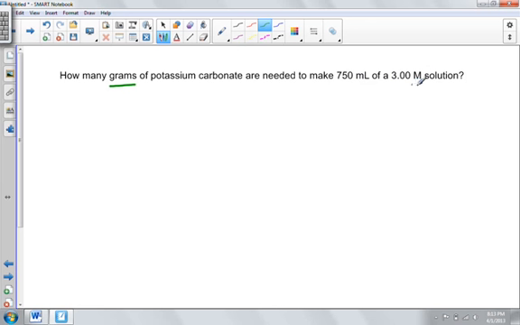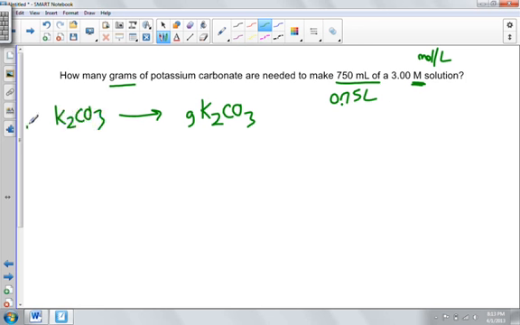Whenever a question gives you something in molar and it gives you a volume, knowing that molarity is moles per liter, you're probably going to have to do something to this number of mils, like what we did on the last question. So we'll just convert it to liters, 0.75 liters. But it's asking for grams. If you're asking for grams of potassium carbonate, the only way to get there is if you had moles of that. We use our molecular weight to get from here to here, but we need to use this information to get us to moles.